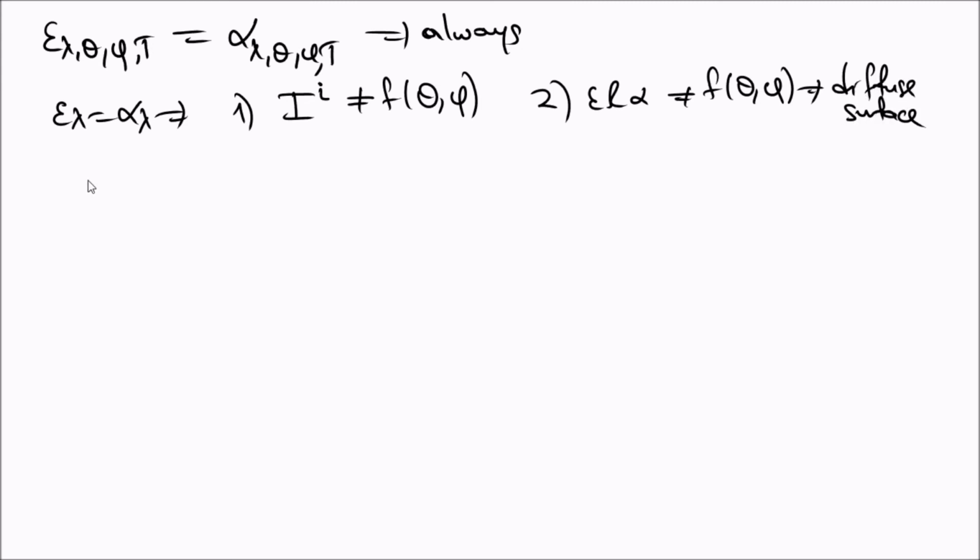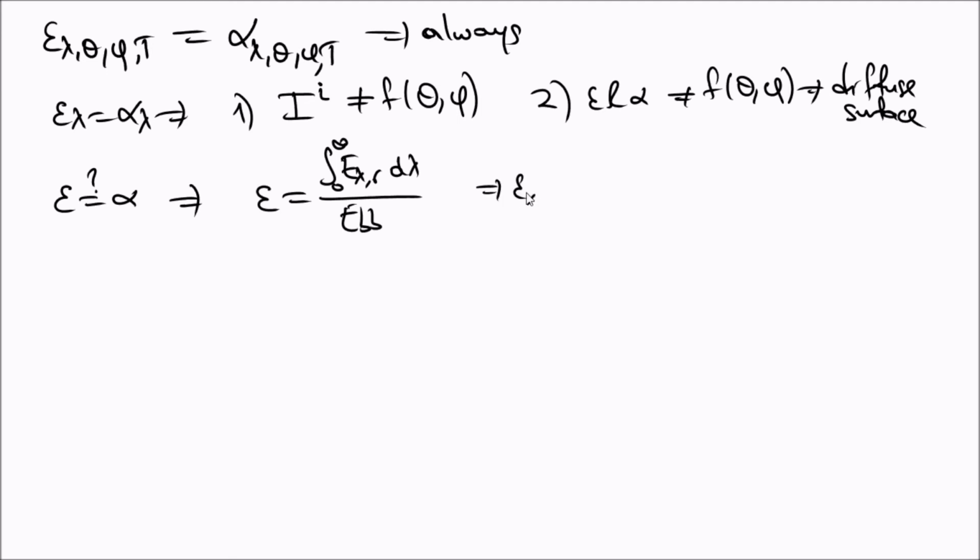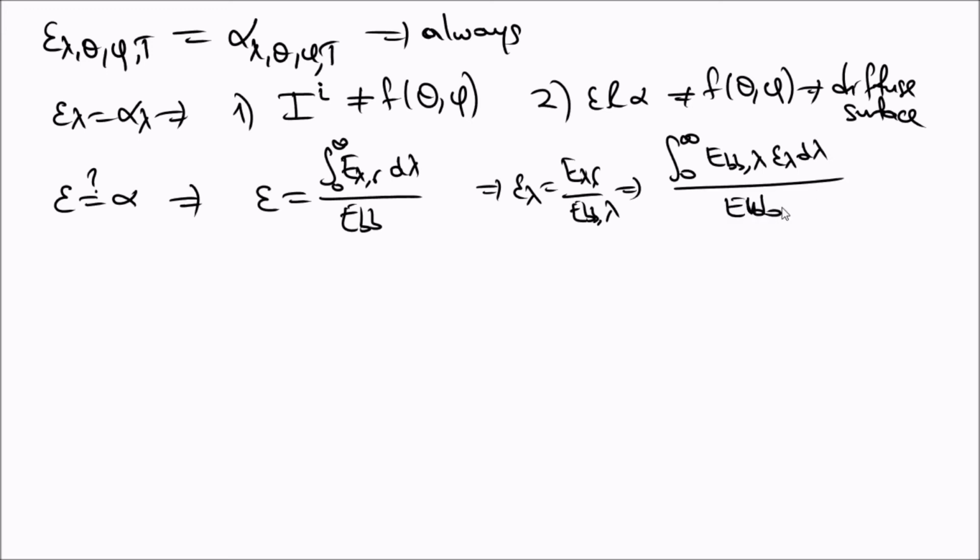Now we are looking for the more general case, when epsilon and alpha are equal. Firstly, we should introduce the definition of epsilon. Epsilon is the integral of E lambda of the real surface, d lambda from 0 to infinity, divided by E black body. Instead of this, I can write epsilon lambda as E lambda of the real surface divided by E black body at a given lambda. So I can replace this quantity with the integral from 0 to infinity of E black body lambda times epsilon lambda d lambda, divided by the E black body. That is the definition of epsilon.